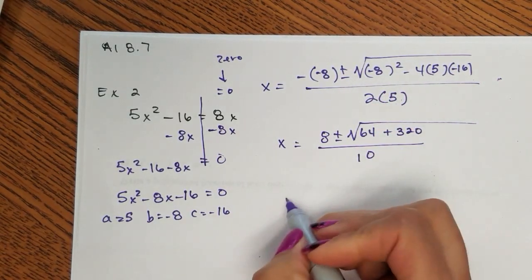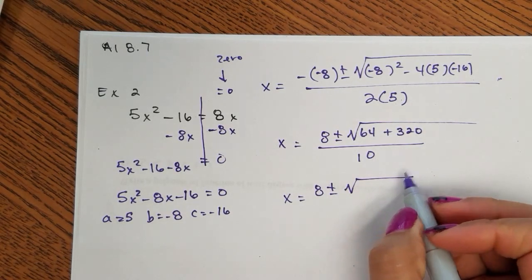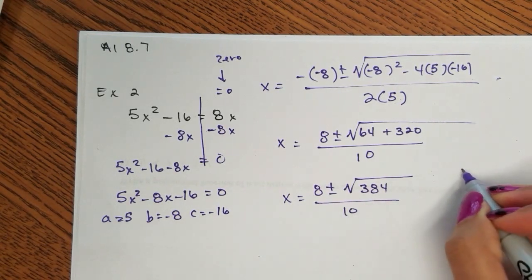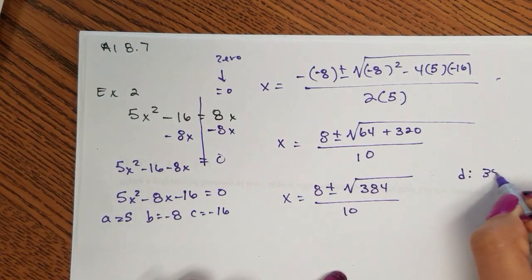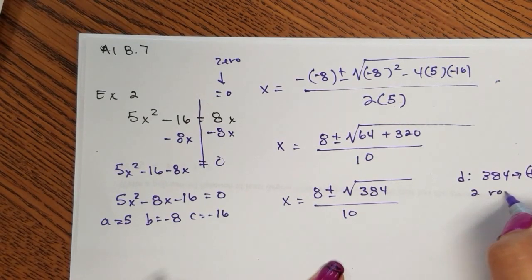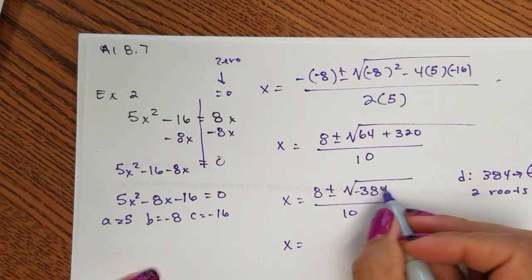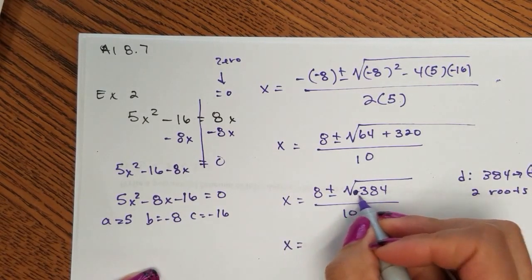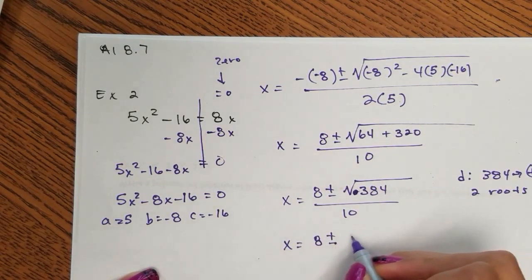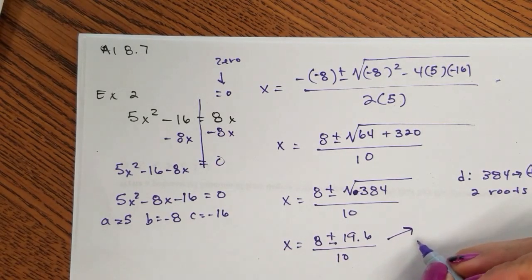So we know that our discriminant is going to be a positive number. If we add those two up, it's going to give you 384 over 10. So our discriminant is 384, which means it's a positive number, which means we're going to have 2 roots. Then I'm just going to take the decimal of that. You can go ahead and plug it in. It's going to give you 8 plus or minus approximately 19.6 over 10. So this is where it splits up into the 2.